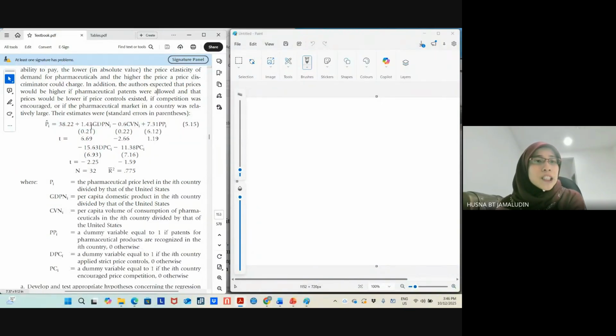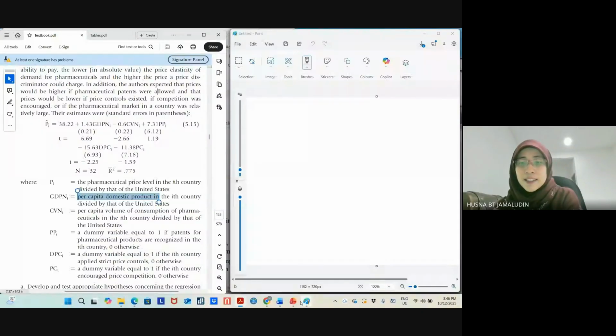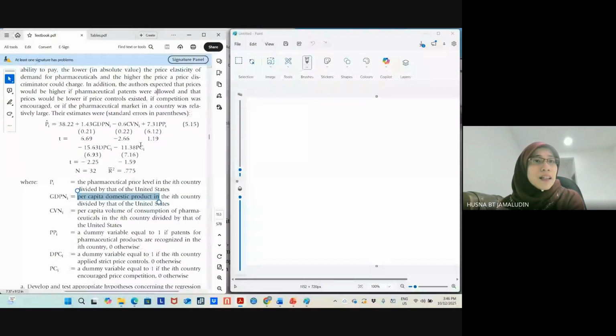So this is the per capita domestic product. This is like per capita income. Remember the author said that the higher the income means that the more you are able to pay for it, right? So of course the industry will charge you higher because you are willing to pay high. So it has a positive sign. And then this is positive.